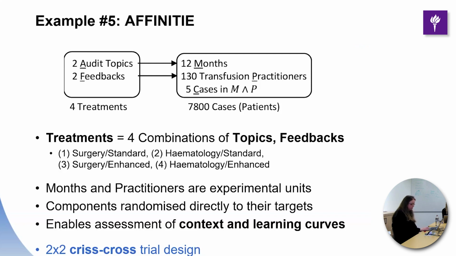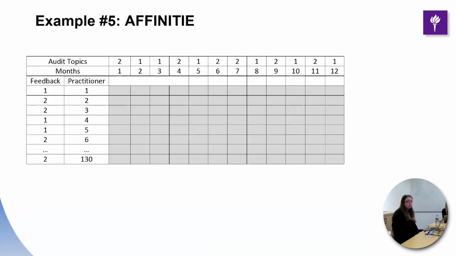And the way I tend to visualize these, because I find these more counterintuitive than the split plot type trial designs, is that I draw myself a little table like this, and I can imagine that every grayed out combination is possible in this particular case. And I've got 5 audit cases within each month, within each practitioner. And then the months are going to audit topics and the practitioners are going to different types of feedback.